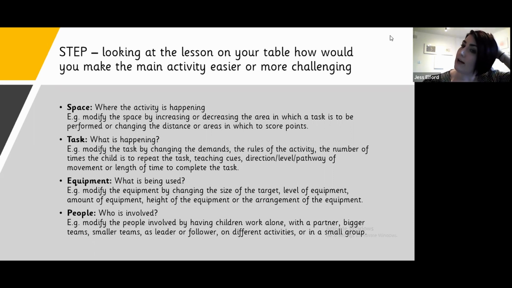This is a really, really easy concept, and children within year 1, once you've taught them how to use STEP, you introduce it as STEP and you tell them space, task, equipment, people, those children will be able to differentiate it. So if you're saying to the children, think about STEP, how can we make it harder? How can we make it easier?